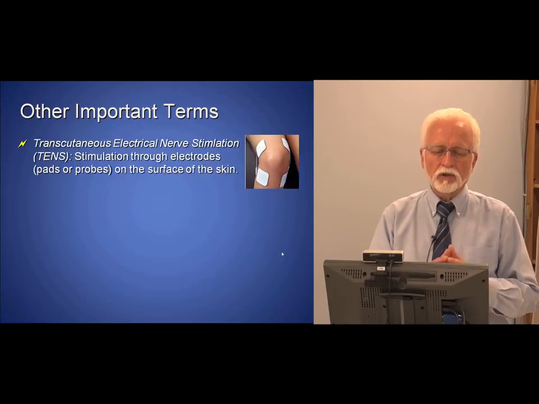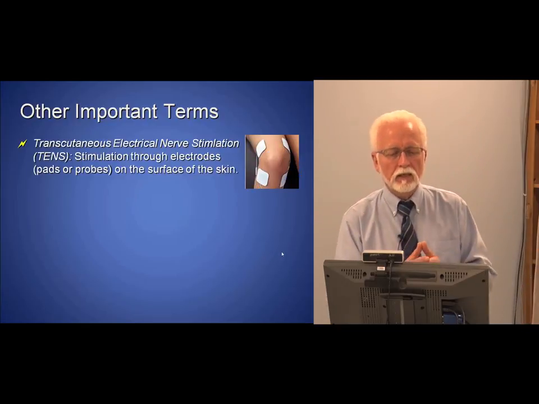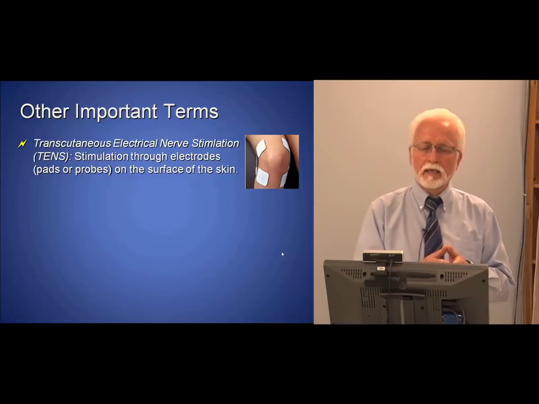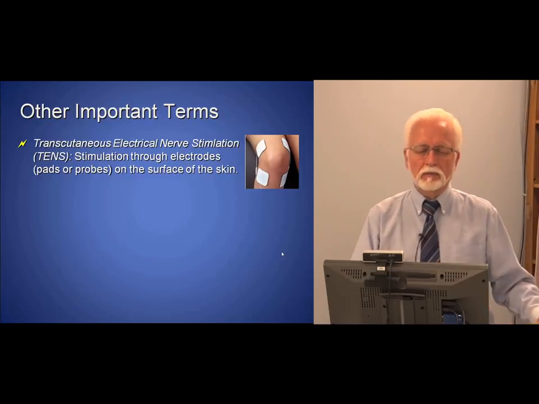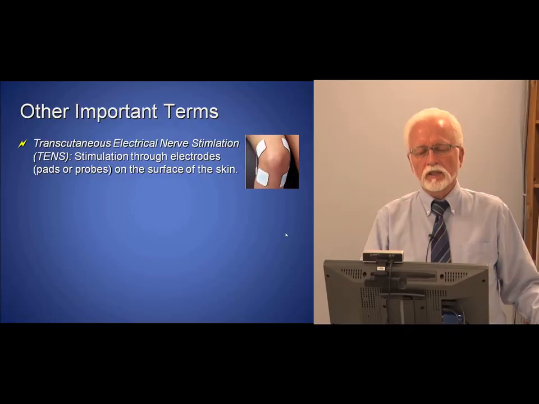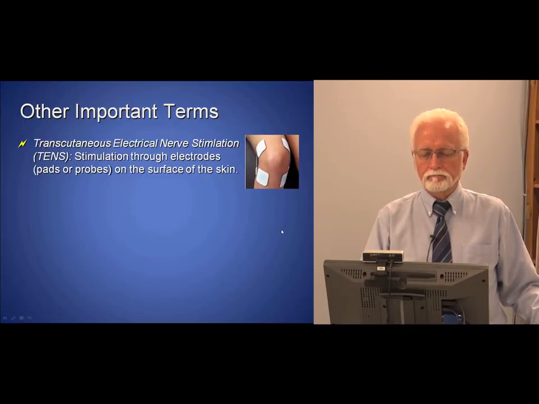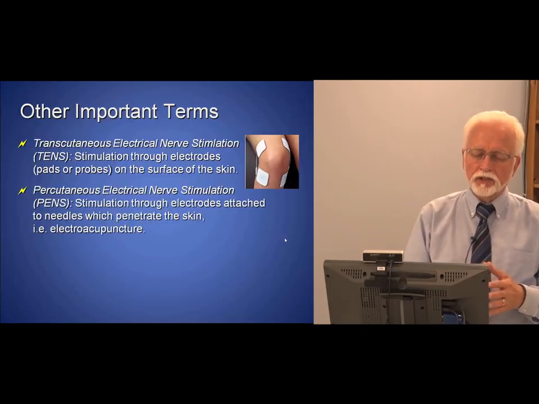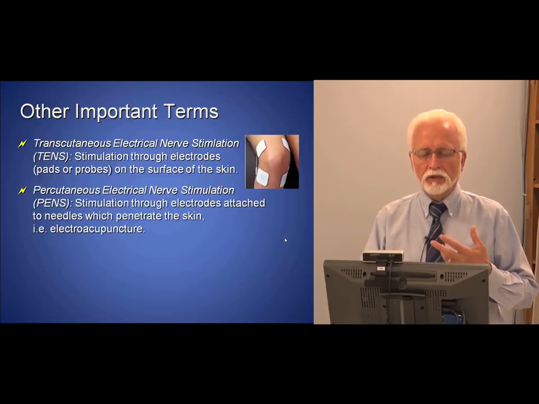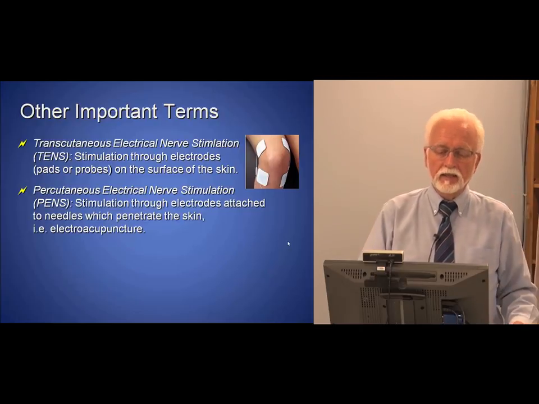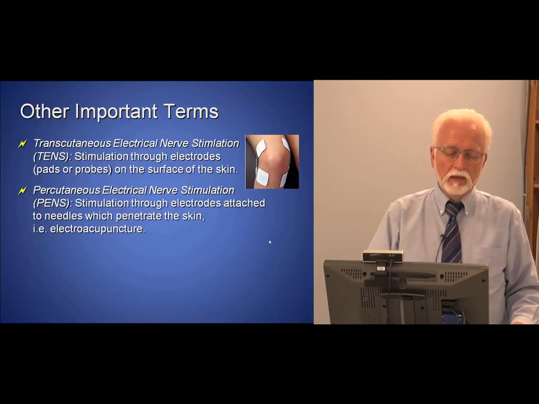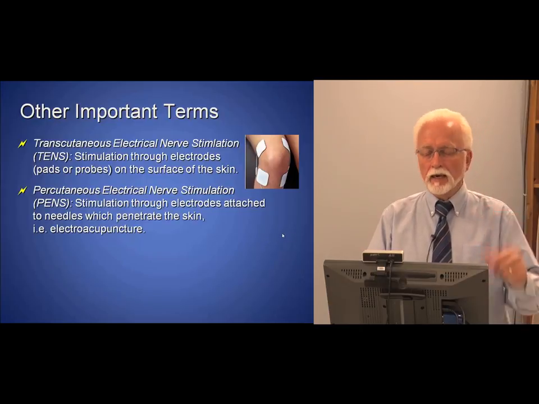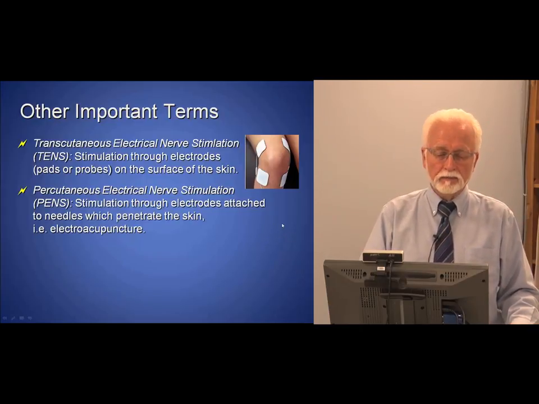Other important terms to understand. We've talked about TENS. This stands for transcutaneous electrical nerve stimulation. This is done through electrodes or pads on the surface of the skin. And then we have something called percutaneous electrical nerve stimulation, and this is done through electrodes attached to needles. This is electroacupuncture. And so they penetrate the skin, kind of overcoming that electrical resistance that's on the surface.